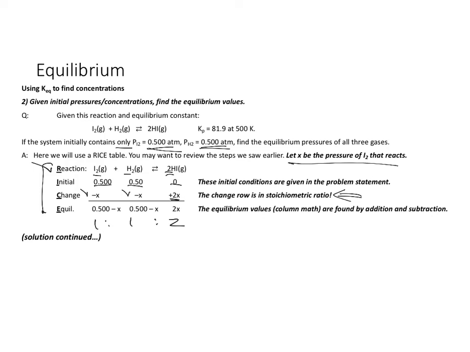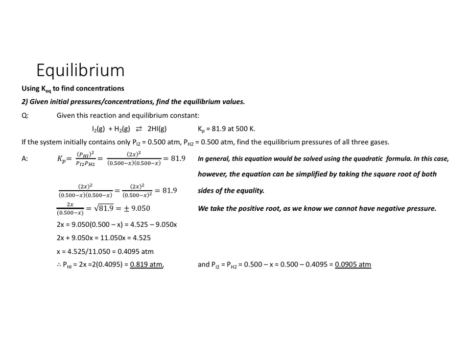So then I can do my column math. 0.5 minus X is 0.5 minus X. 0.5 minus X is 0.5 minus X. And 0 plus 2X is 2X. We then can set up our Kp. There it is, products over reactants, and we put in the values from our RICE table on the last page.